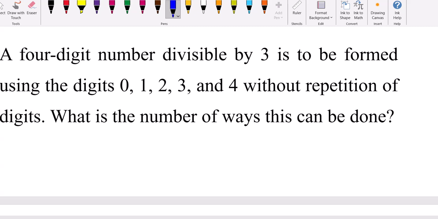Everyone try that first. What 4 digits? All possibilities you have to pick. All combinations you try first. Pick the combinations in such a way that the sum should be divisible by 3. First do that. Then we'll do the arrangement: how many ways we can do it.